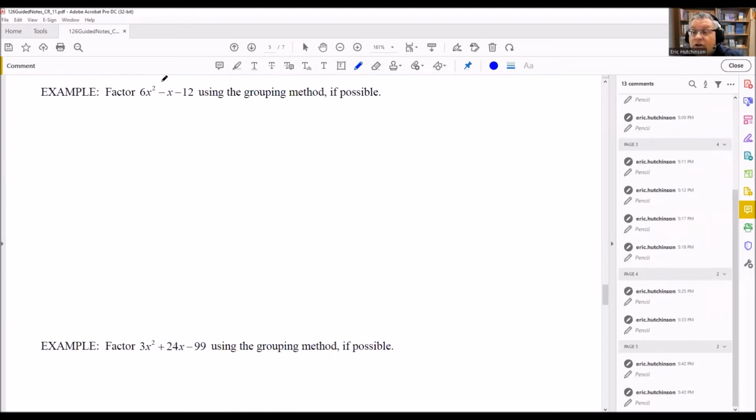All right, so I have 6 that I have to multiply by -12. So again, the same idea here. You're still multiplying the first number by the last number. So 6 times -12 is -72. And we want to find two numbers that multiply to make -72, but add to be -1. That would be in the middle there.